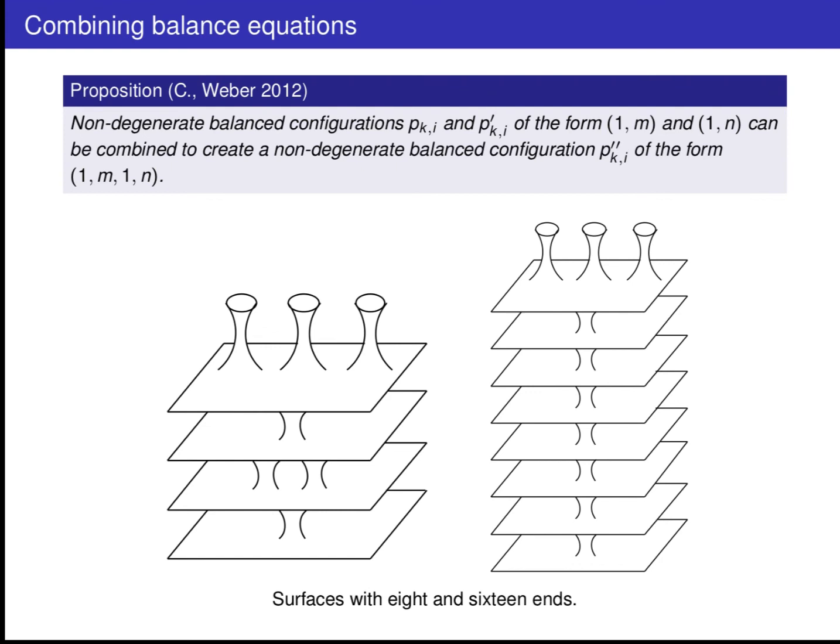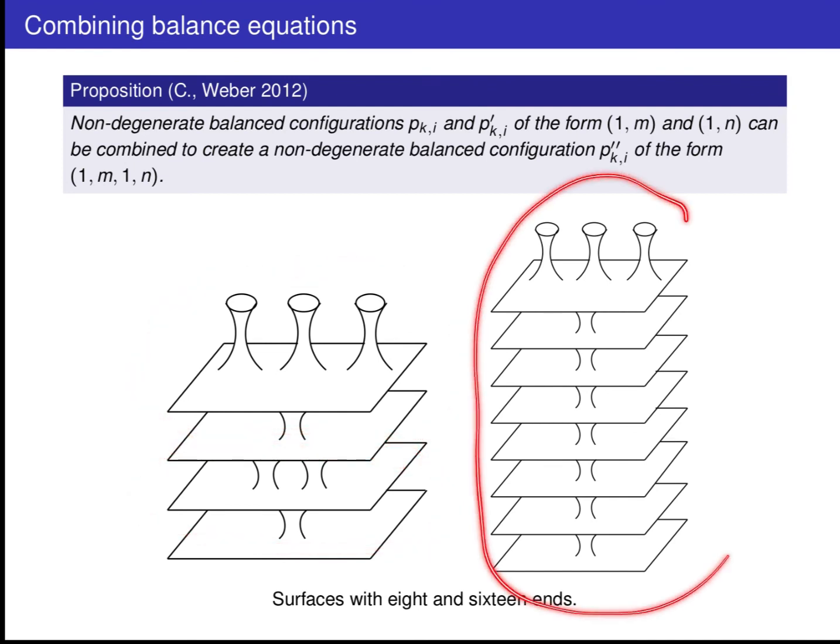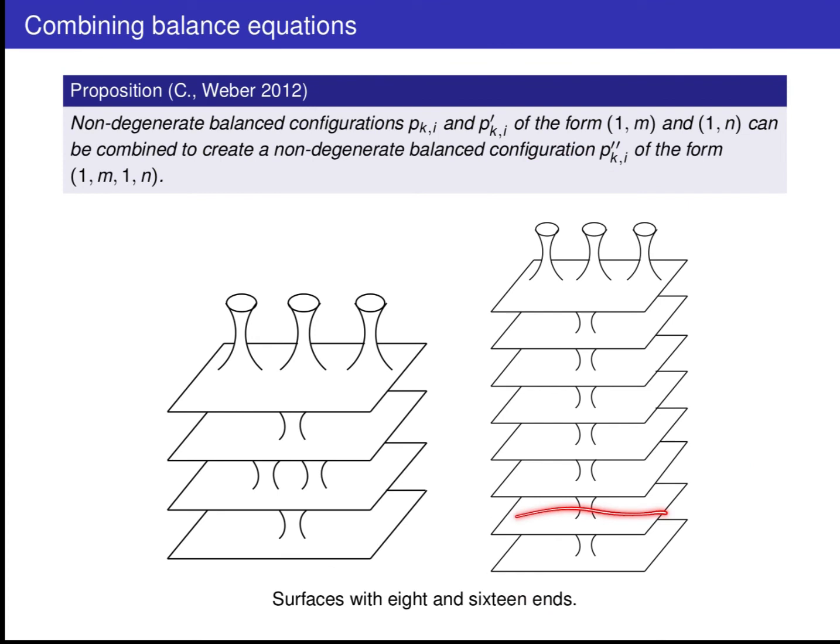So for example, this figure on the left is a figure for a surface with 8 ends. So I took this 1, 2 configuration and iterated it with a 1, 3 configuration. And then this example with 16 ends here, we're taking a bunch of 1, 1 configurations combining with a 1, 3 configuration.